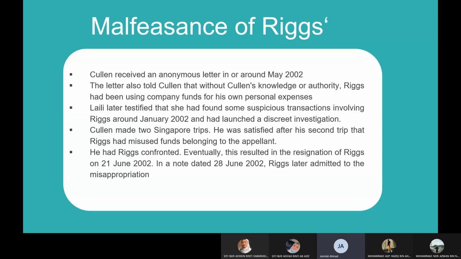And this is the malfeasance offering. At that time, Cullen received an anonymous letter in or around May 2002. The letter told Cullen that without his knowledge or authority, Rins had been using company funds for his own personal expenses.